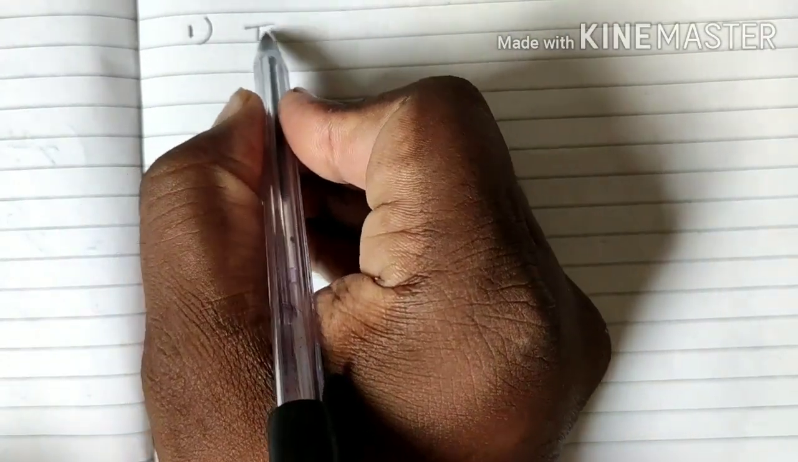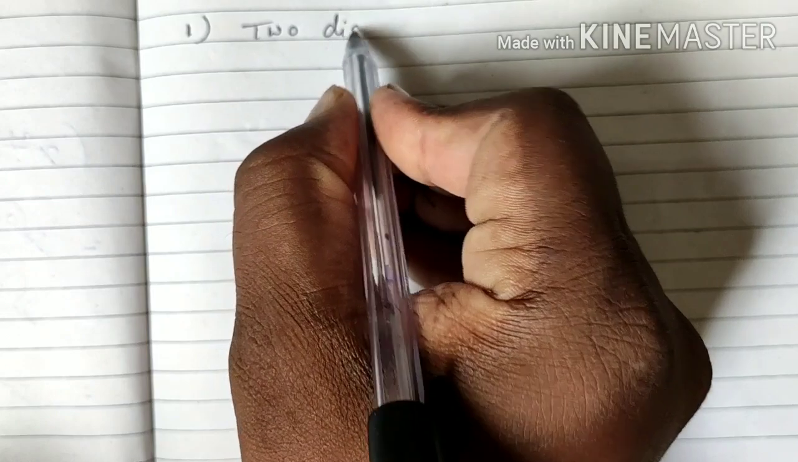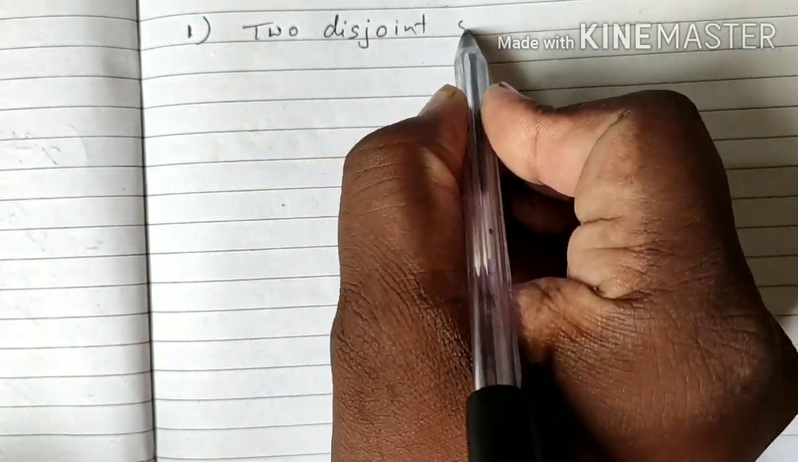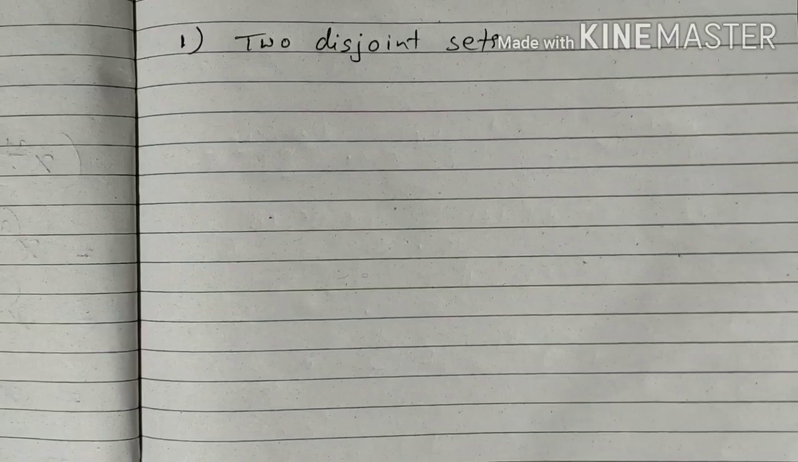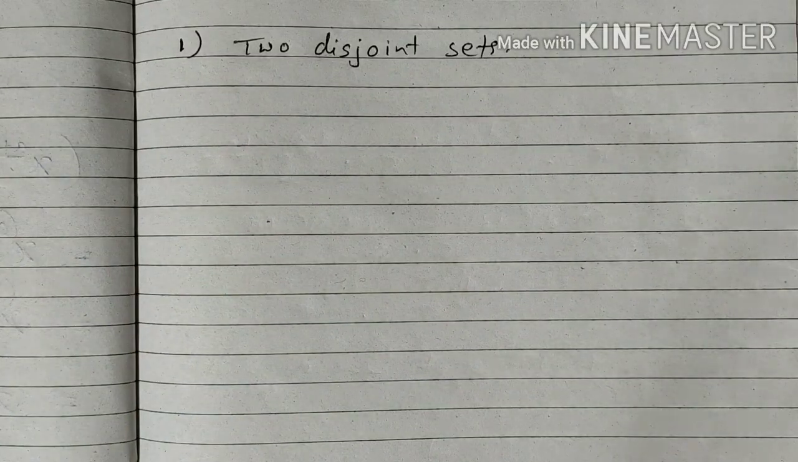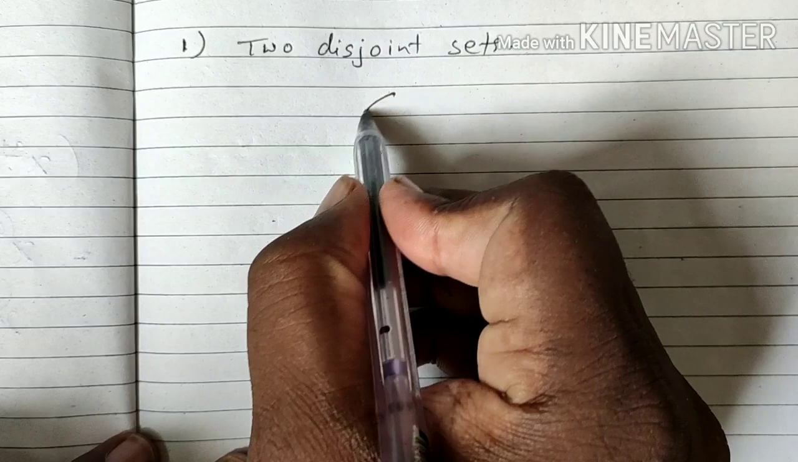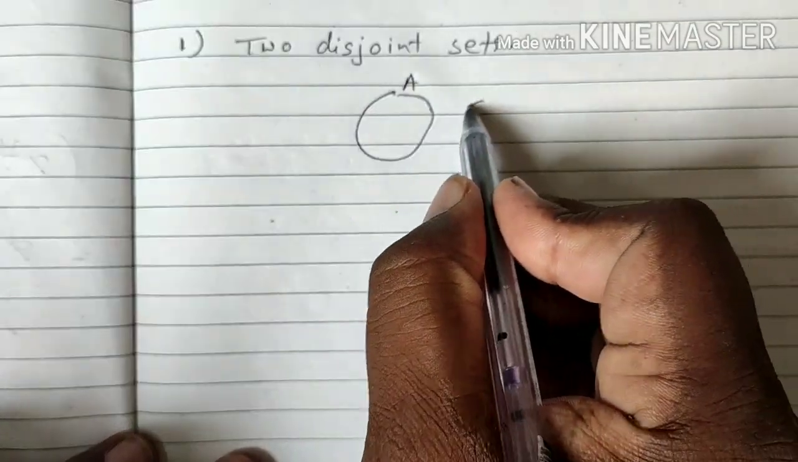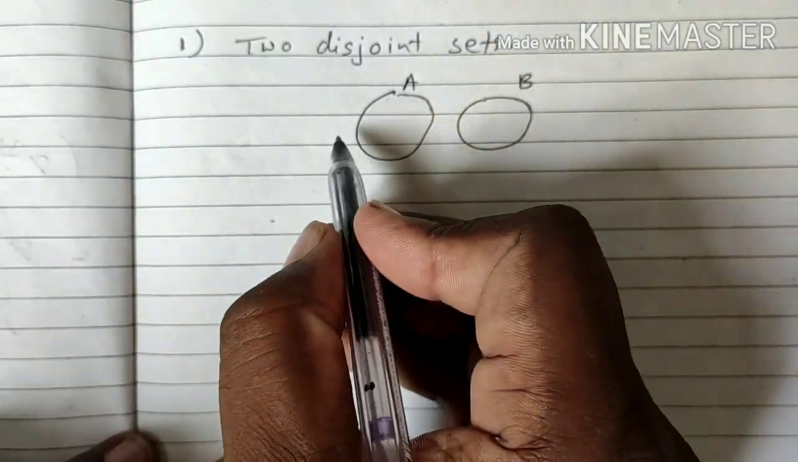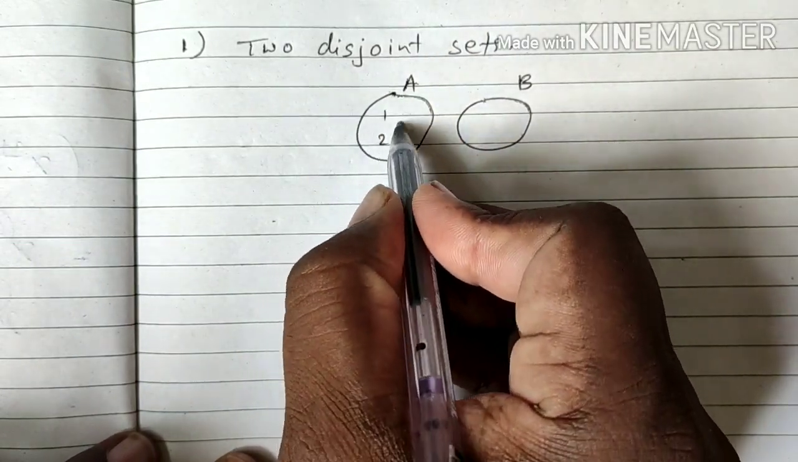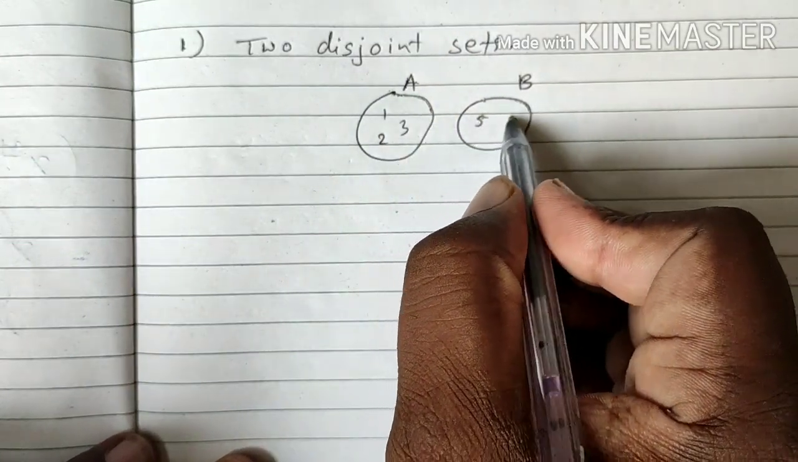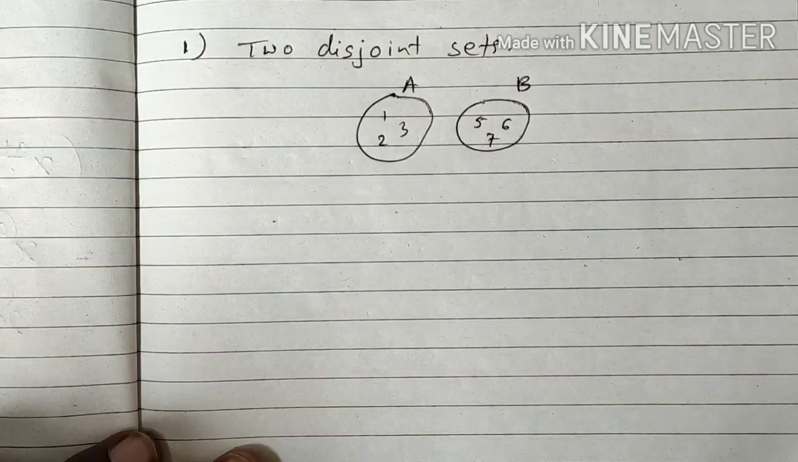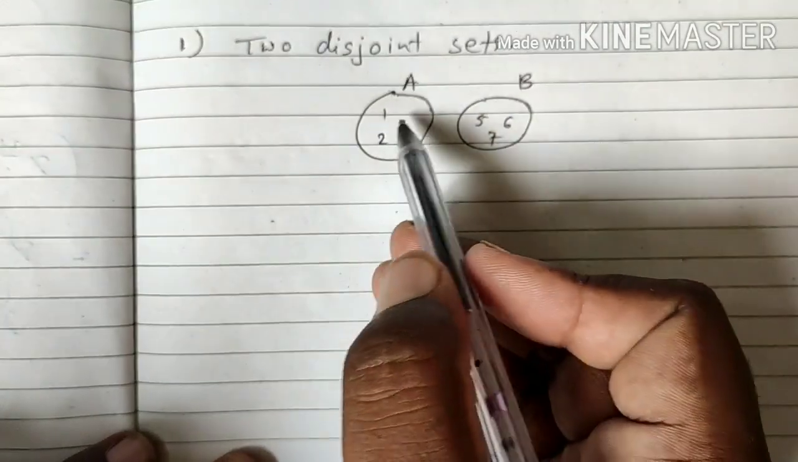The first is two disjoint sets. Two disjoint sets means what? Between the two sets nothing is common, correct? So this is the set A and this is the set B. Between them nothing is common. 1, 2, 3, 5, 6, 7. Okay. So this is called disjoint sets.